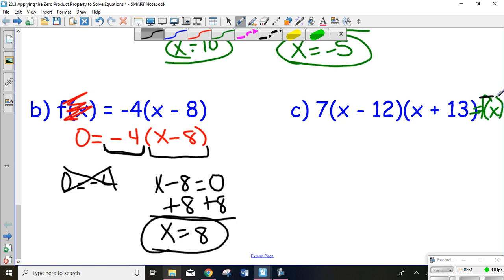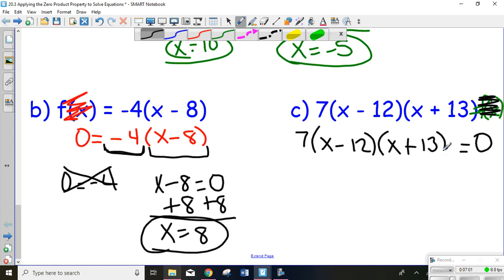Okay, hopefully you did try it and you're back. Remember, I'm going to replace this f of x with 0. So now I have 7 times x minus 12, times x plus 13 is equal to 0. So again, technically I'm taking 7 equal to 0. But we know that's not true, so we can just ignore it. Now I'm taking x minus 12 is equal to 0, and I'm taking x plus 13 is equal to 0. And now I can just solve both of these.